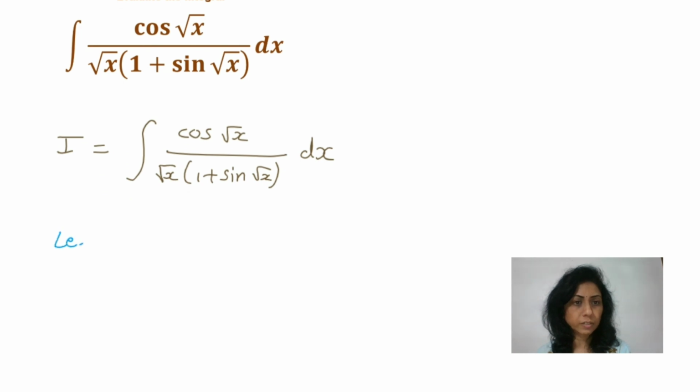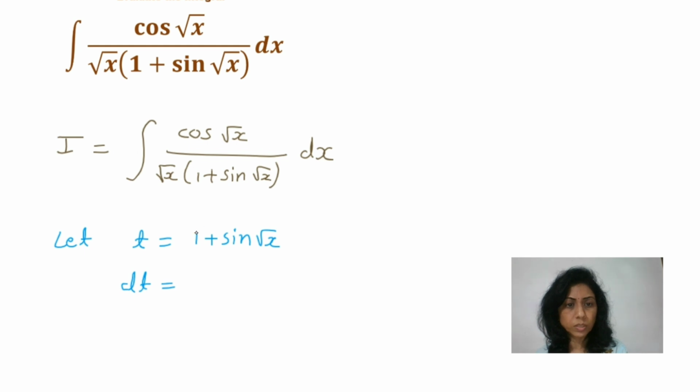So let here any variable t be equal to 1 plus sine square root x, this portion. Okay, when we differentiate we get dt is equal to, this one is 0, plus when we differentiate sine, we get cos square root x. We are using the chain rule here, so we differentiate square root x.